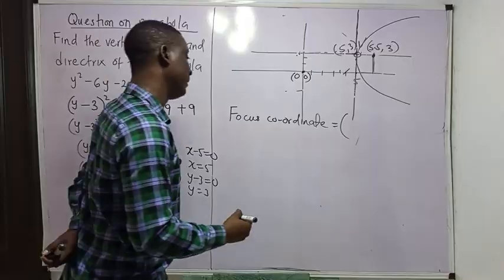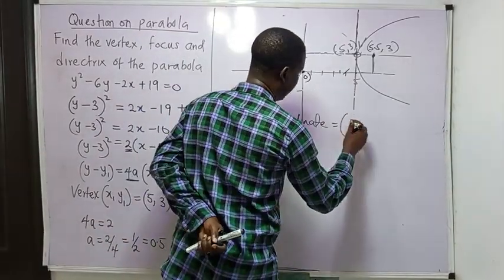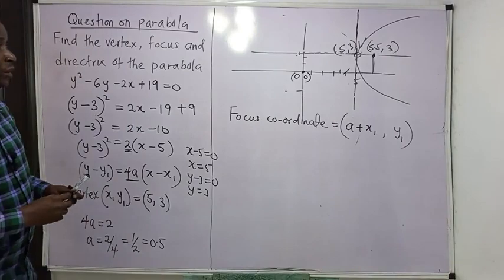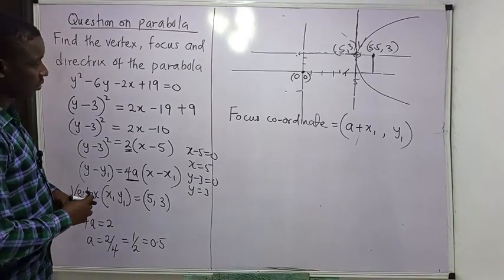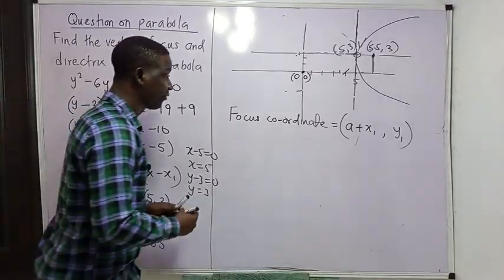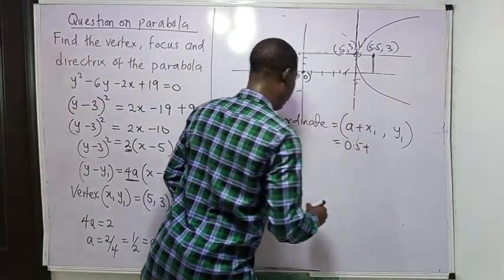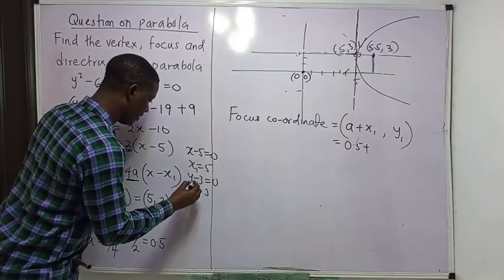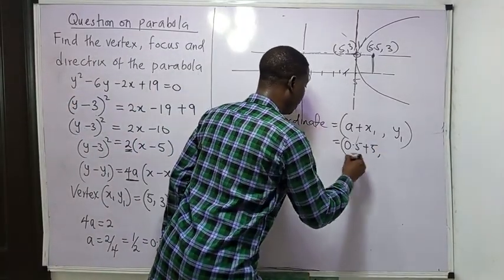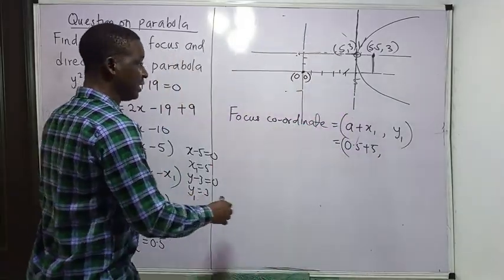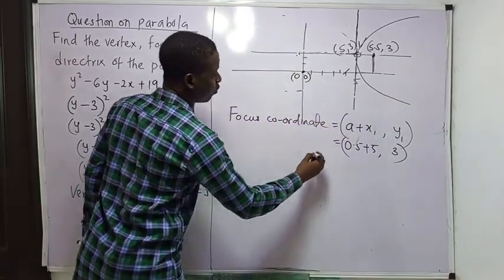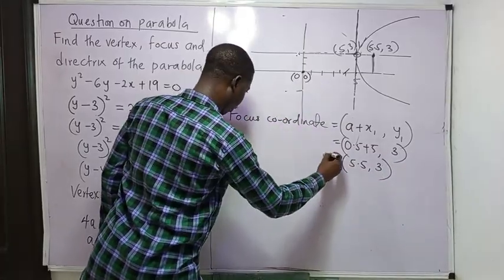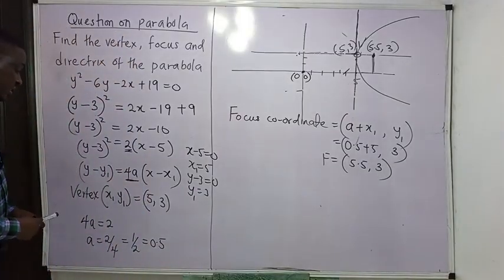But if you want to get it directly, that's where I noticed that there's a mistake there. It is a plus x1, comma y1. That is the focus formula. Now, how do you get it? Your a is what? 0.5. My x1 is 5, this x1. This y1. x1 is 5, comma y1 is 3. So if you now combine them together, you now have what? 5.5, comma 3 is the focus coordinate, the focus point on the graph.